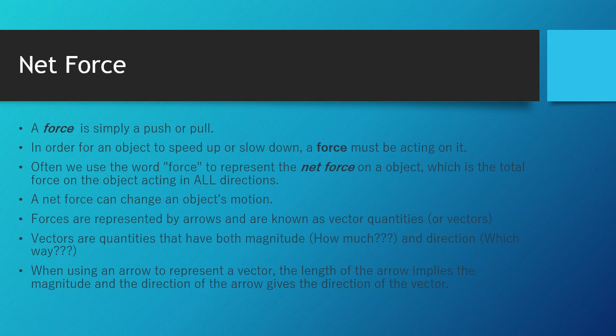If we have multiple forces on an object, then we can combine all those forces together and determine what's known as the net force on the object. And the net force is just the sum of all the forces on that particular object. And that net force is going to determine how an object moves or how its motion is changed. Net force absolutely depends on direction.